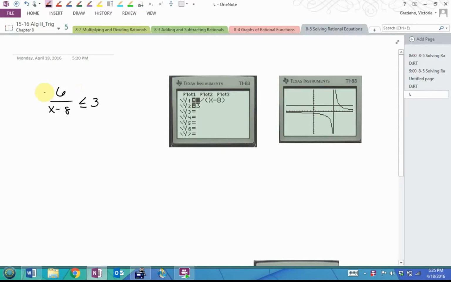So I've gone ahead, here's our inequality. I went ahead and showed you how it would go into the calculator. This is a 6 right here, my cursor's there. Notice that I put parentheses around the whole denominator. So this is the 6 over x minus 8, and then I wanted to compare it to 3, so I put a 3 in the y2.